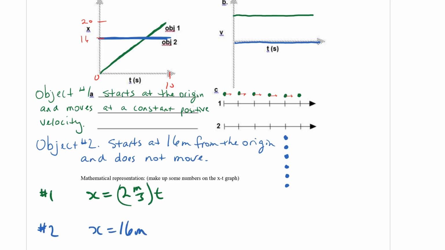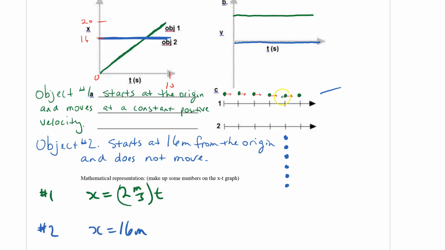Okay, I hope you've completed your own work, because it really only is helpful if you try this first and then compare your answers. I wrote for object number 1, it starts at the origin and moves at a constant positive velocity. Object 2 starts at 16 meters from the origin and does not move. For my motion map, here I've got 1, 2, 3, 4, 5.